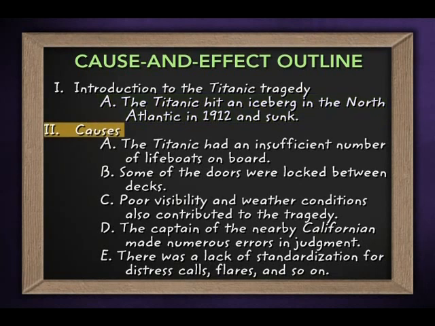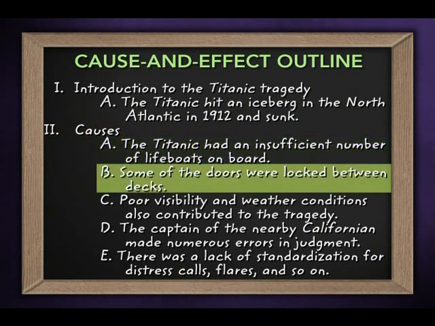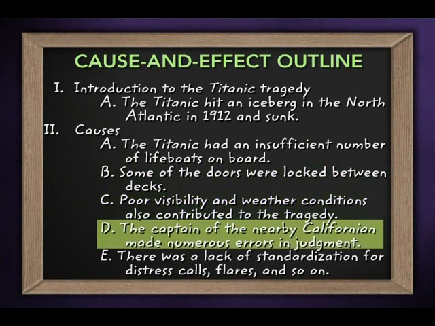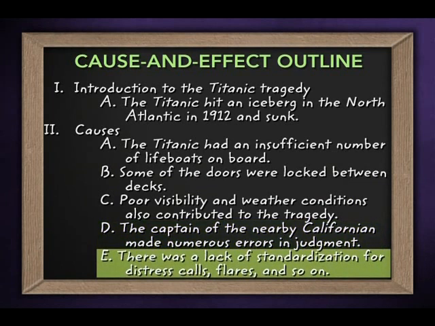Roman numeral 2, causes. A, the Titanic had an insufficient number of lifeboats on board. B, some of the doors were locked between decks. C, poor visibility and weather conditions also contributed to the tragedy. D, the captain of the nearby Californian, which was another ship, made numerous errors in judgment. And E, there was a lack of standardization for distress calls, flares, and so on.